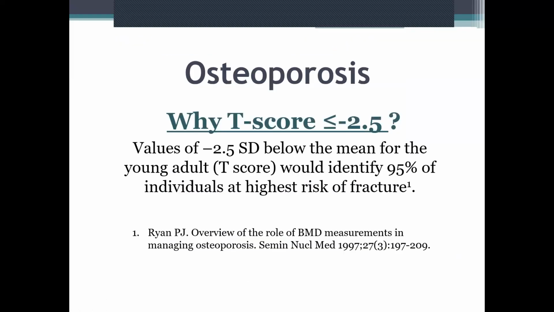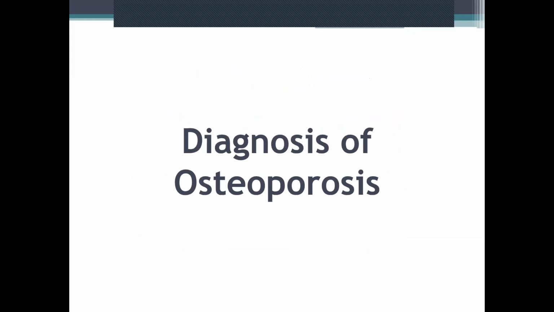So why do we pick the threshold of T-score of -2.5 and below? So that actually identifies 95% of young adults at highest risk of fracture. So if you saw the bell curve, patients with the T-score of less or equal to -2.5, majority of them, at least 95% of them, would be at higher risk for fragility fractures. And that's on the bone mineral density.